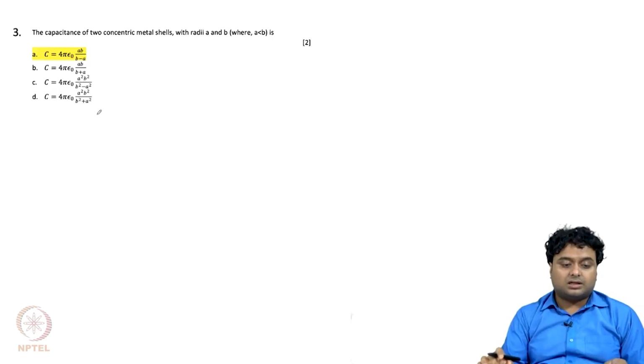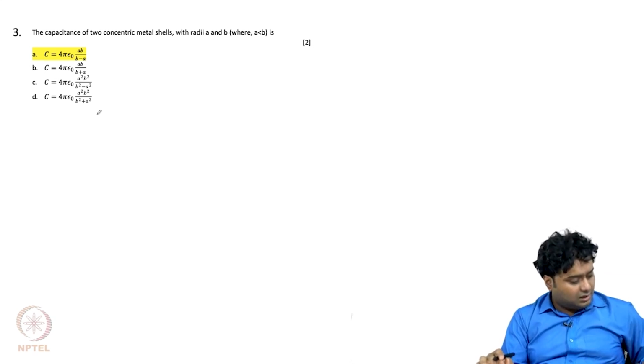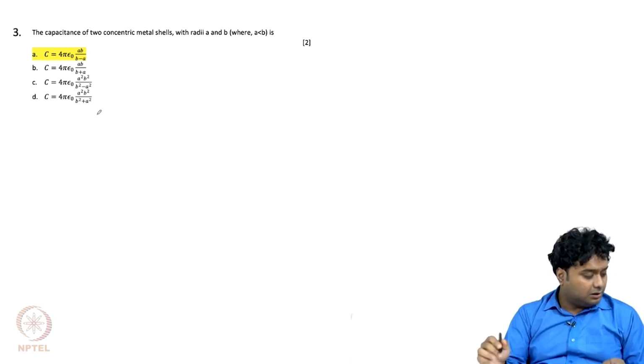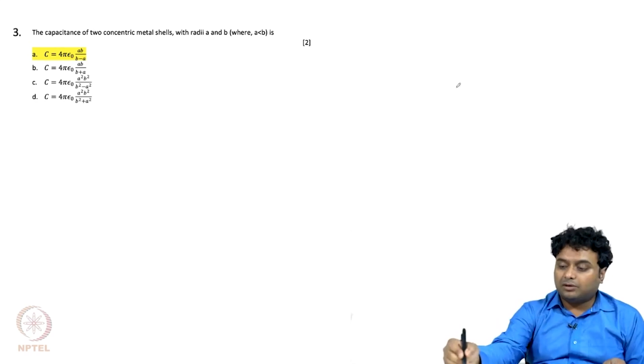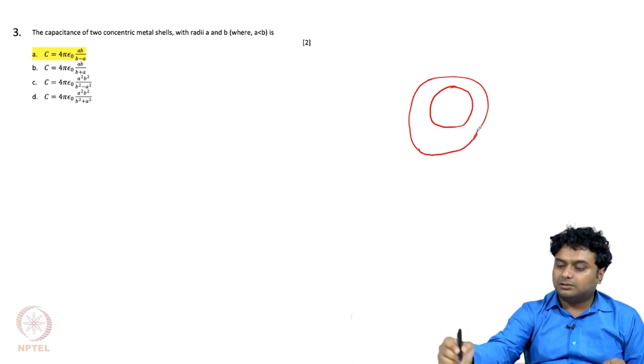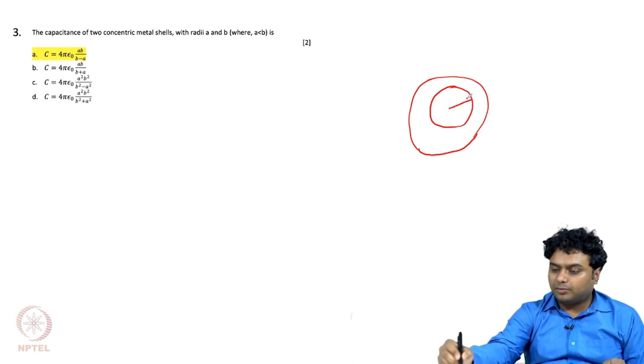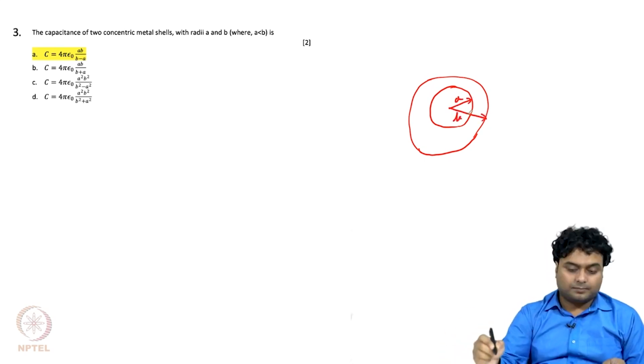Now the next question is the capacitance of two concentric metal shells with radius a and b, where a is smaller than b. For that also we will use a similar integrating equation. Okay, so we know that we have two concentric spheres. Forgive me for my drawing, this is A, let us say, and this is B.